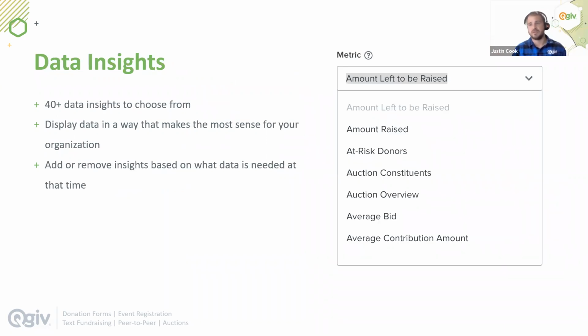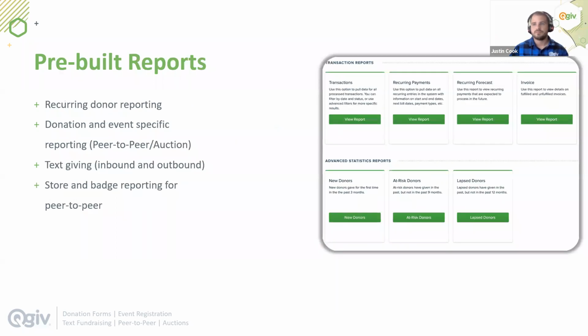So you have the full ability to manage it based on a per user role. You also have access to lots of data insights. Like I was saying before, there's a lot of information in Qgiv that you can pull out and put onto your dashboards. You can build custom reports with it as well. You can utilize our pre-built reports. All of this information can be used in a way that your organization can easily understand. You'll be able to display data in a way that makes sense. And depending on your needs, you can add or remove insights whenever you need.